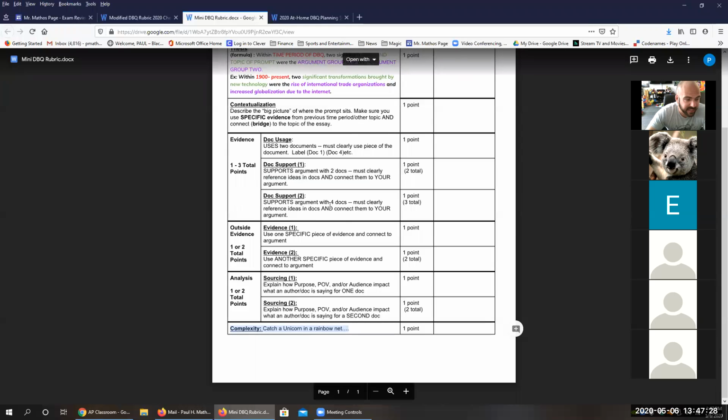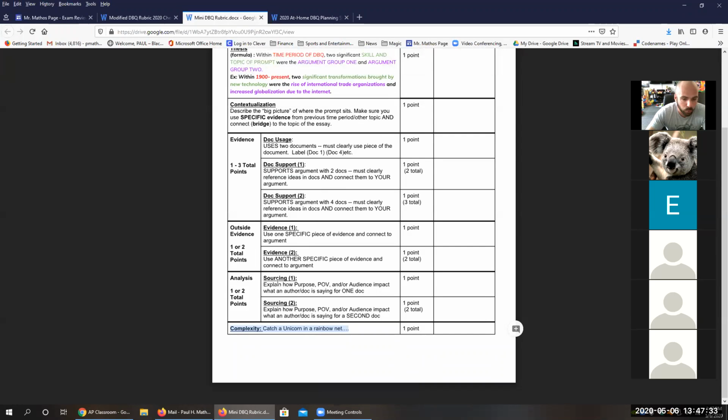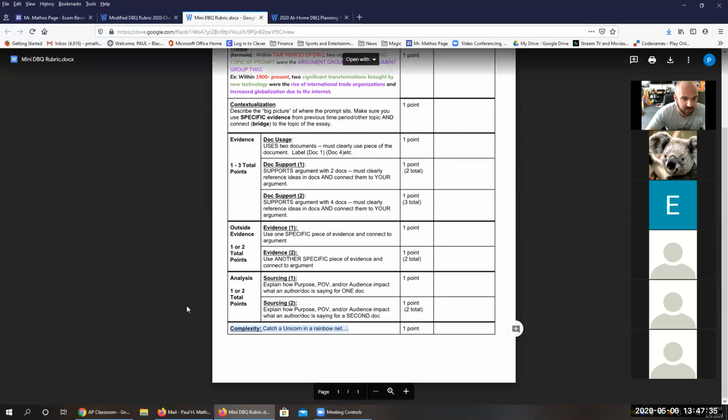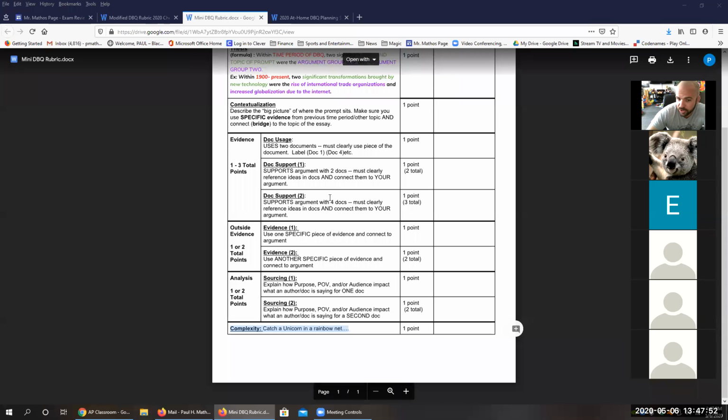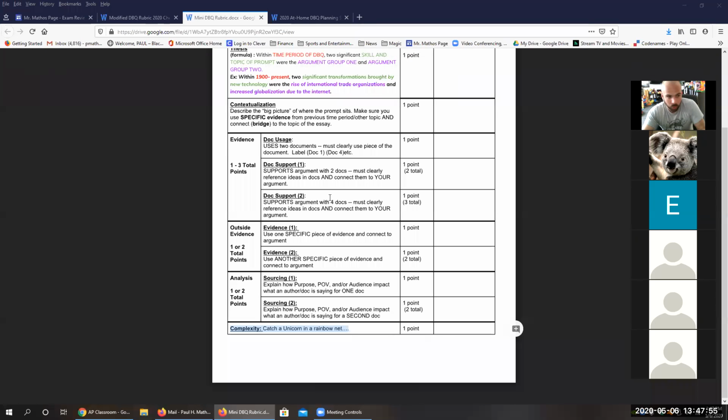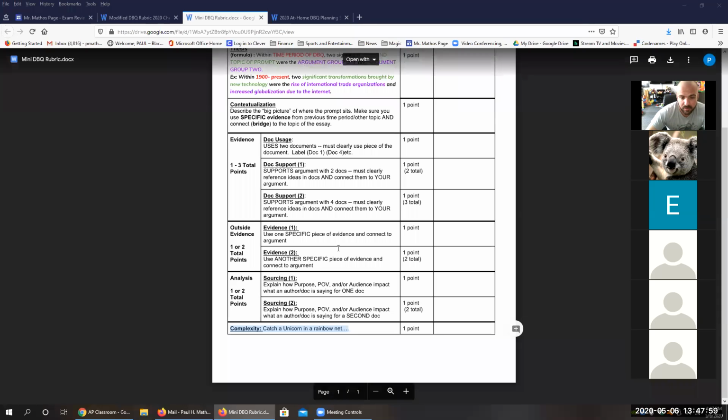Is the analysis the connection to your argument? No, the analysis points are when you analyze the actual source of the document. So when you analyze the source, it's like the purpose of this person saying this was to motivate the Germanic peoples to unite under one flag. So it's the HIP or the SOAP part of it, but you only have to use one portion of it: historical context, intended audience, purpose, or point of view. All right.